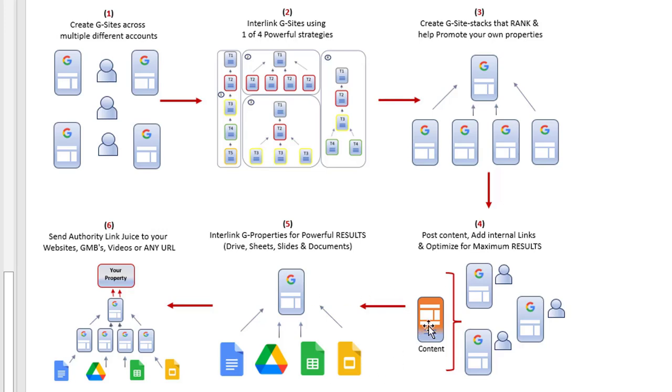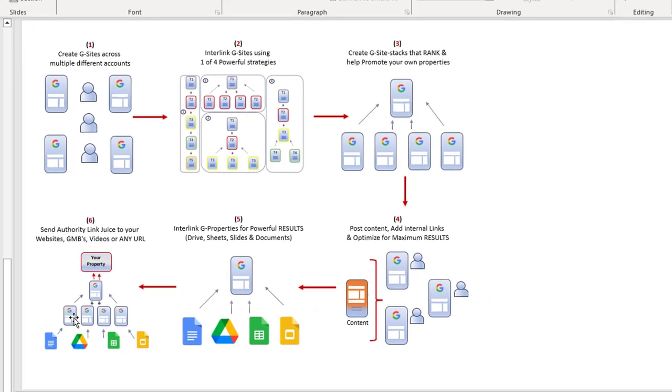And then every post that the software makes onto these Google sites, it also goes ahead and creates a Google document, it creates a Google slide, it creates a PDF document with your sitemap on there, and it updates that onto the drive, and it also creates a Google Sheets with all of your links in there as well. And then you're going to have a nice solid Google stack that's going to be ready to promote your own websites, your own Google My Business listings, your GMBs, your videos, and whatever it is that you want to promote.